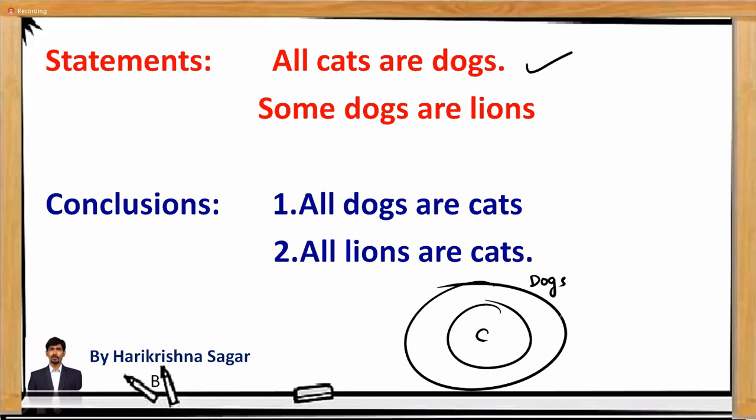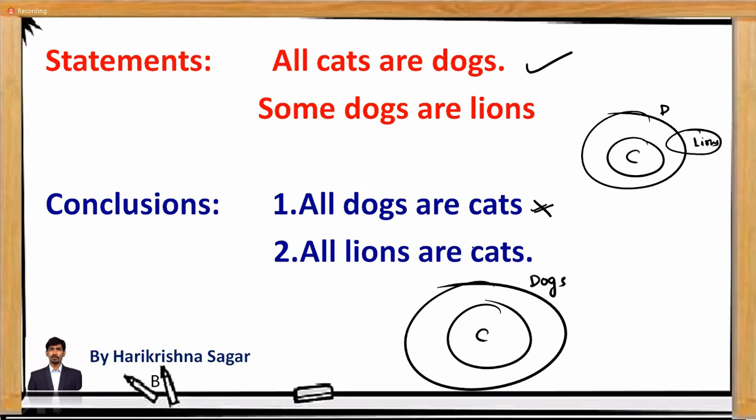Now, some dogs are lions. Some dogs are lions. So I'm just taking cats here, dogs here. Some of the dogs are lions. I'm drawing lines. Let me read the conclusions here. All dogs are cats. Is that a correct statement? All dogs, no. Some cats are dogs is a correct statement, but all dogs are cats is a wrong statement because dogs is a larger circle. Cats is inside it. So all dogs are not going to be cats. So that's definitely a wrong conclusion.